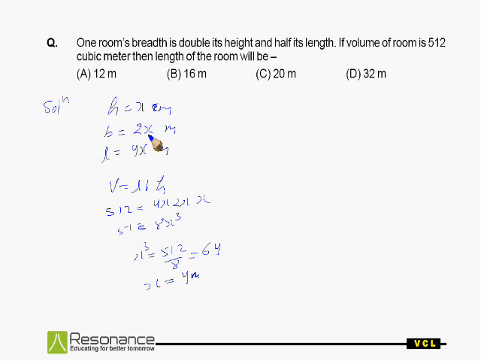So the value of x is 4. So the length is 4x. Length is equal to 4x. So 4 into 4, that comes to be 16 meter. So the length is 16 meters. So according to this, option B is correct. Now we move to the next question.